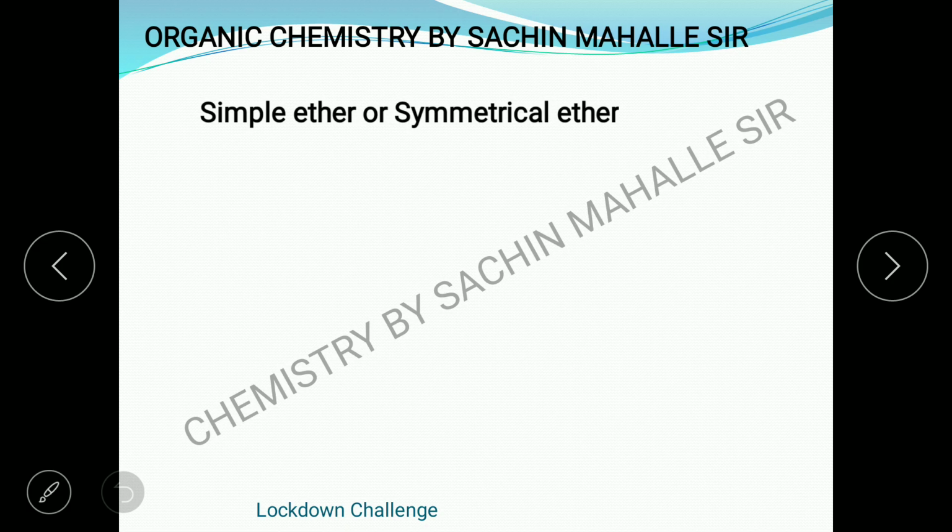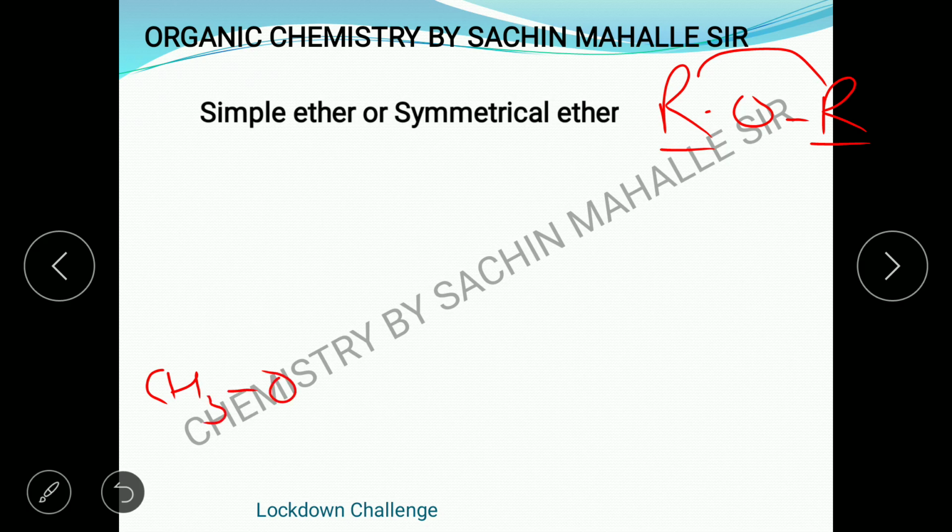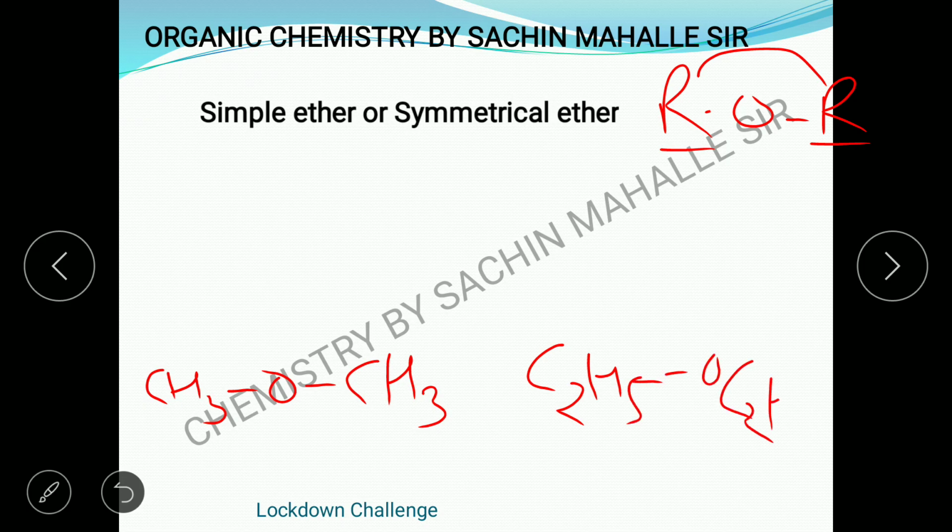We have to see in detail symmetrical ether or simple ether. That means the oxygen atom is attached to alkyl groups and the two alkyl groups are the same. It's called symmetrical ether. Example, CH3 bond O bond CH3, called dimethyl ether. C2H5 bond O bond C2H5, diethyl ether.